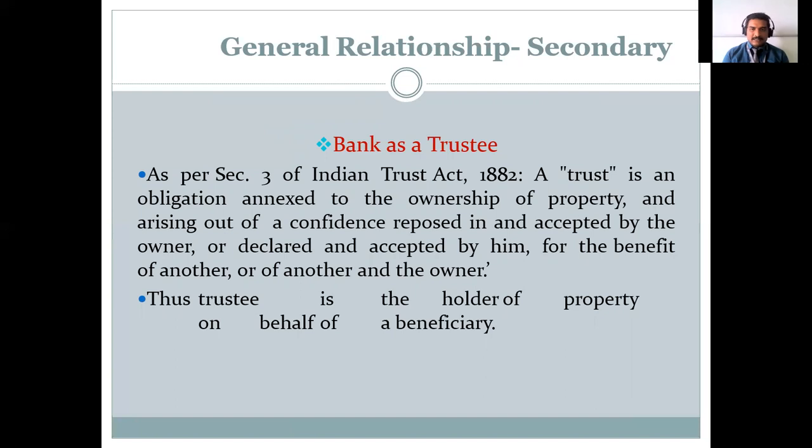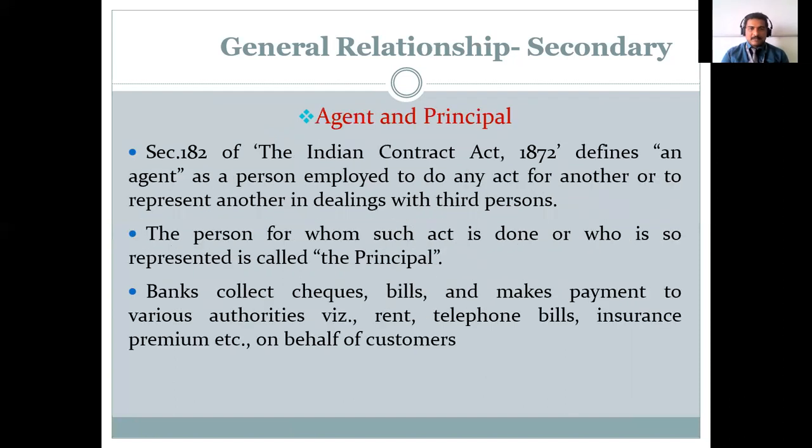So they will be called a trustee for the assets of the customer. So this relationship is called bank as a trustee. So the next relationship is called the agent-principal relationship. In this relationship, the bank is acting as an agent for the customer. The customer is called the principal and the bank is called the agent.